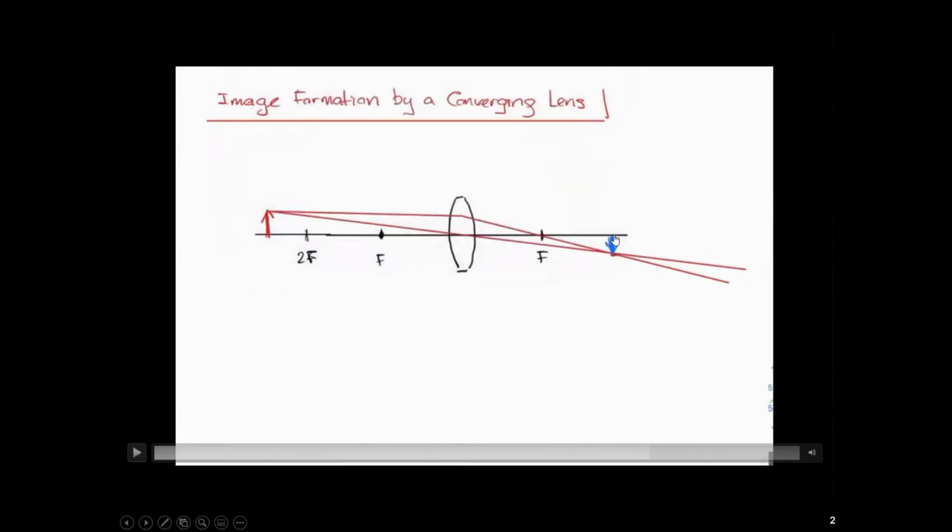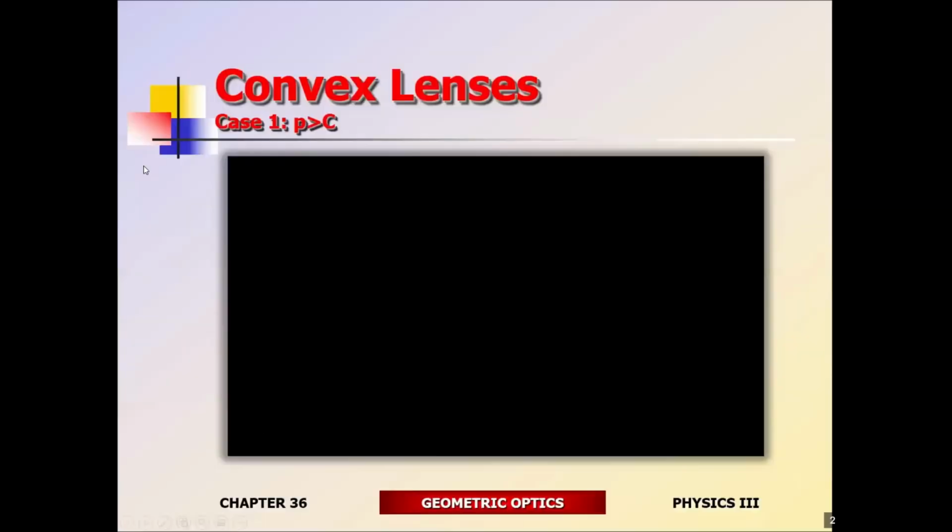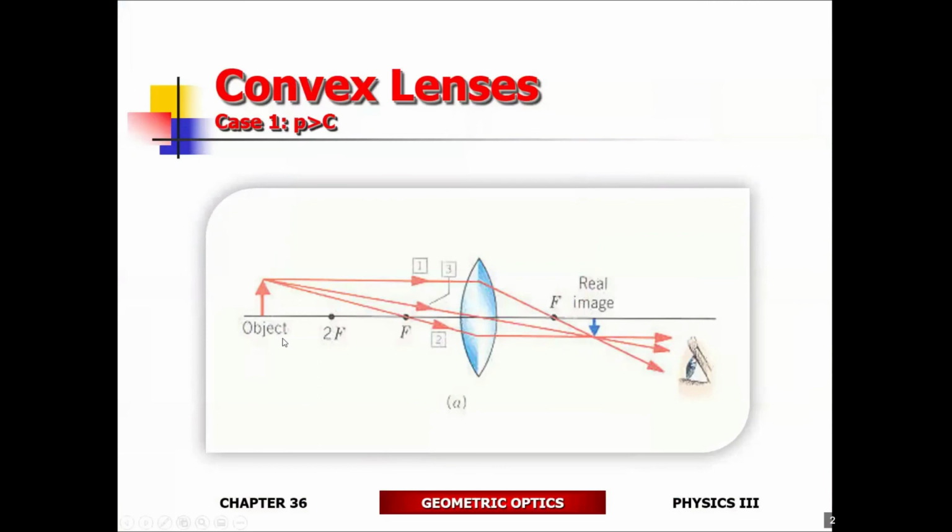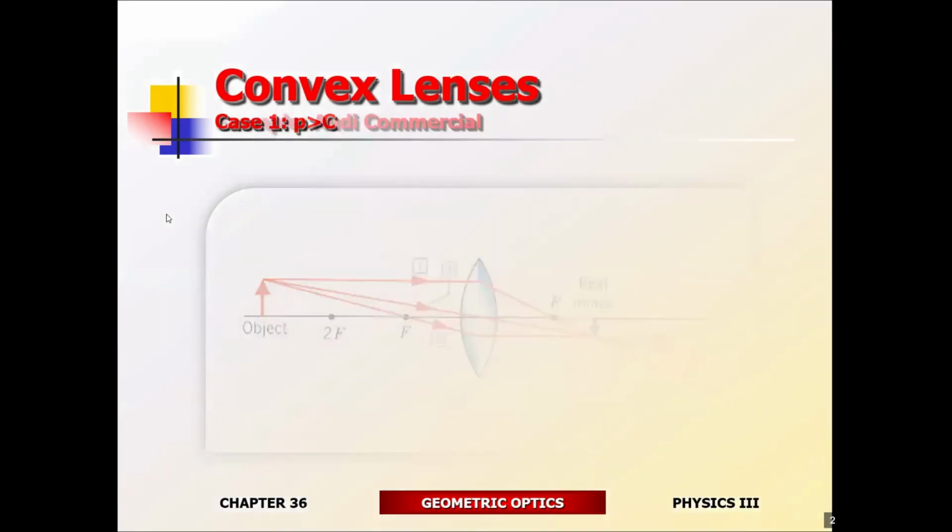So it's going to look inverted and it's going to look smaller. The image is going to be real because it's on the opposite side of the lens. So it's going to be inverted and smaller. When the object distance is larger than the radius of curvature, that's twice the focal point, that's what happens. Using the ray tracing rules, you will notice that everything is going to converge to this point. So it's going to be inverted, it's going to be small, and it's going to be real because you can view the image from the other side.